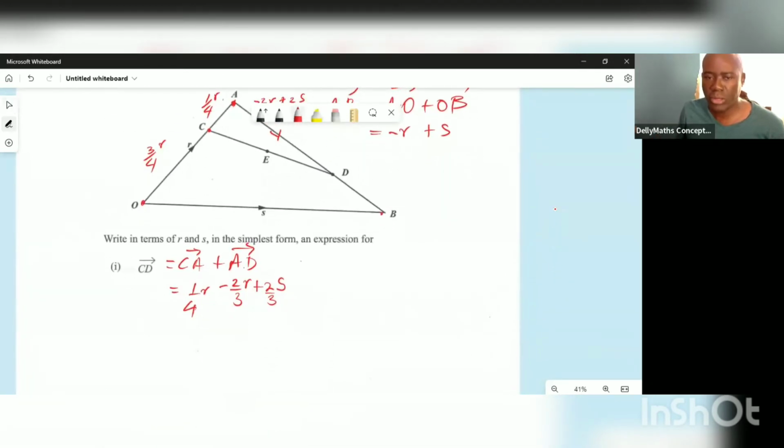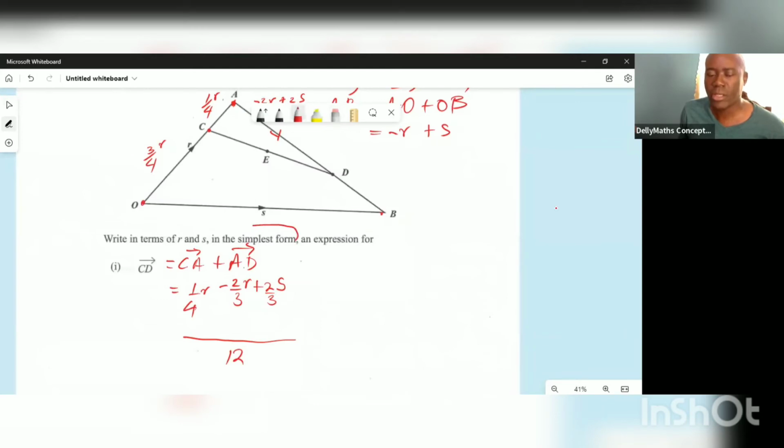Now, we could just finalize these. There is nothing for the S. What I'm going to do is, they want it in the simplest form, so I'm just going to draw a line here. I'm going to add my fractions one time because we're adding. So the denominator is 12. They want it in the simplest form, so I could work everything together.